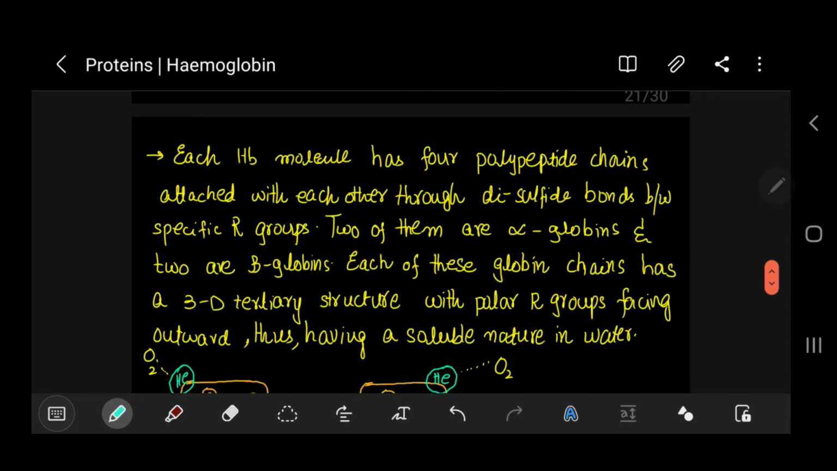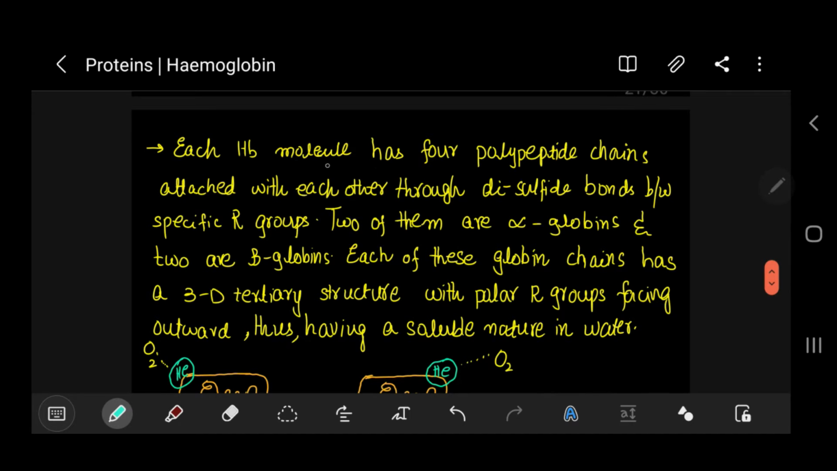Moving on. Each hemoglobin molecule has 4 polypeptide chains. This phrase, 4 polypeptide chains, tells me that it will have a quaternary structure, because the identification of quaternary structure is that the protein should have more than one polypeptide chain. Here we have 4 polypeptide chains, so this confirms the presence of quaternary structure for hemoglobin.